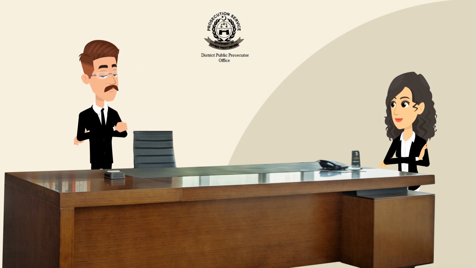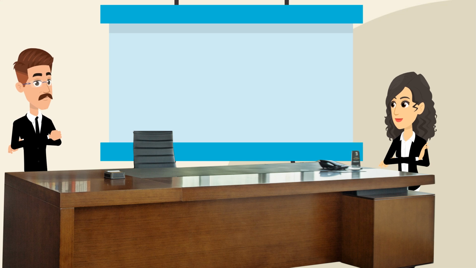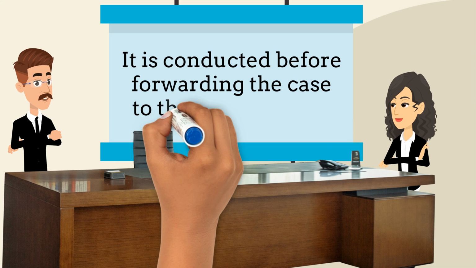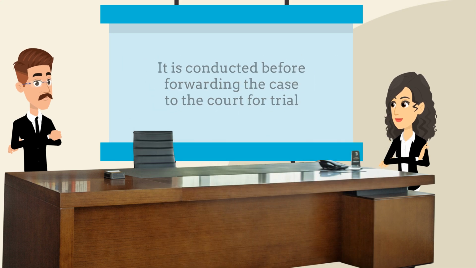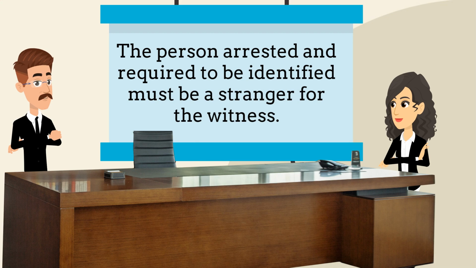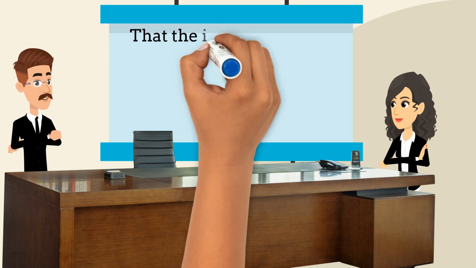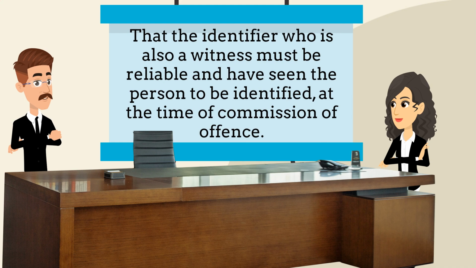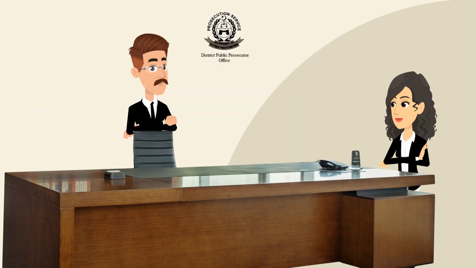Yes, sure. The first and foremost thing is to understand that it is conducted before forwarding the case to the court for trial. The person arrested and required to be identified must be a stranger for the witness. The identifier, who is also a witness, must be reliable and have seen the person to be identified at the time of commission of offense. Being a young prosecution officer, you should understand that only identification parade cannot be firm basis of conviction unless it is corroborated by some other cogent and confidence-inspiring evidence.